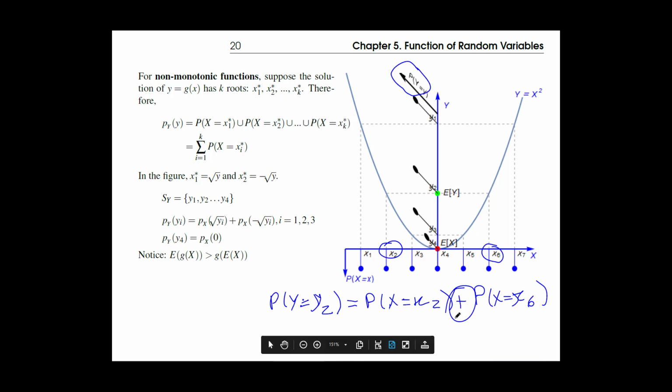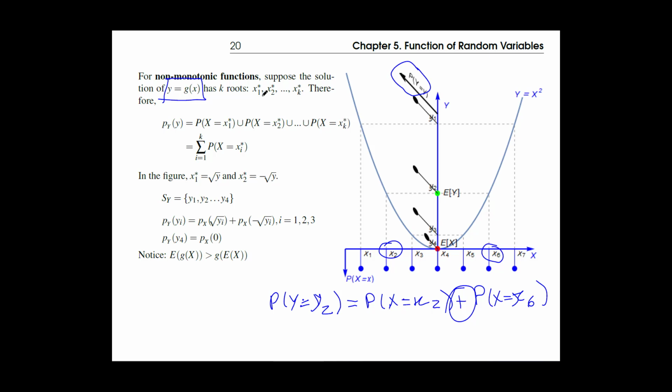Because the only way, well, there's two ways now. The ways that y is going to be equal to y2 is either if x equals x2 or x equals x6 in this figure. And x2 and x6 are the solutions to our equation y equals g of x right here. And these are the roots of the equation.